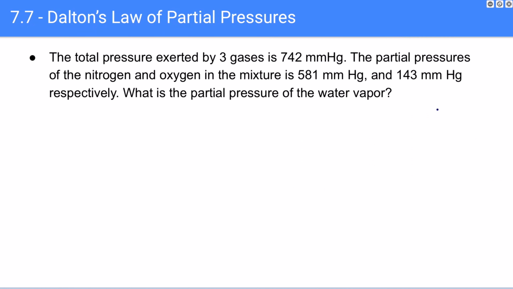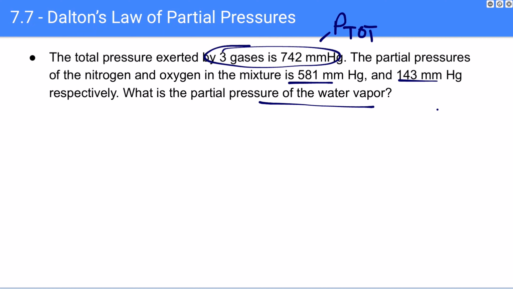So as always, just make sure you read the questions very carefully. It says the total pressure exerted by 3 gases is 742. So that is going to be the total pressure, or P tot. The partial pressures of nitrogen and oxygen are 581 and 143. It wants to know what the partial pressure of water is in the substance. So remember that the total pressure is going to equal the 3 individual pressures that are added together. So P1 plus P2 plus P3.